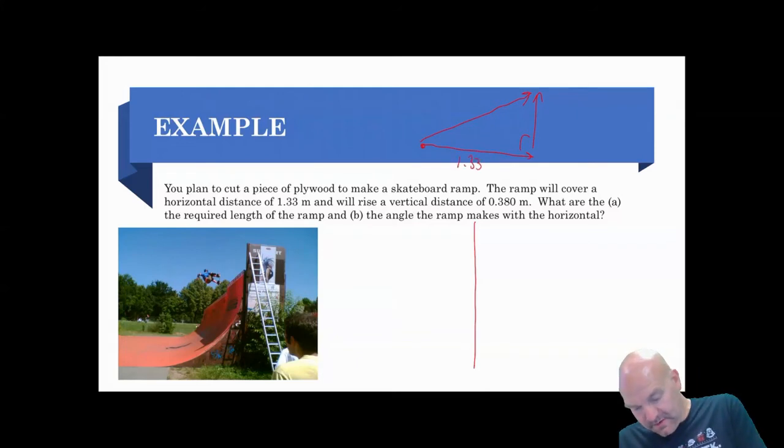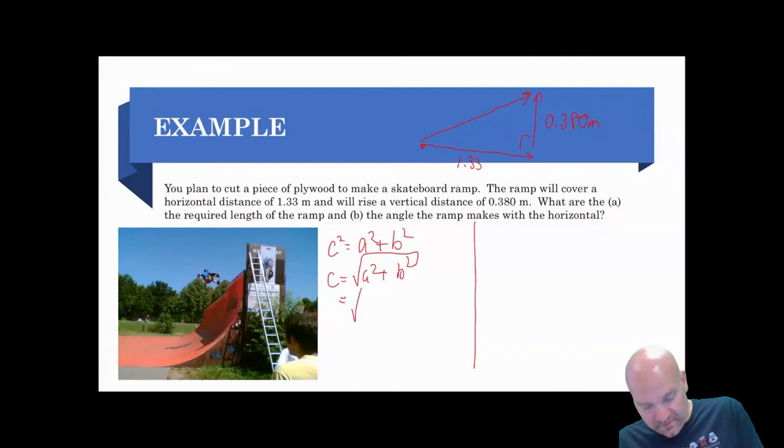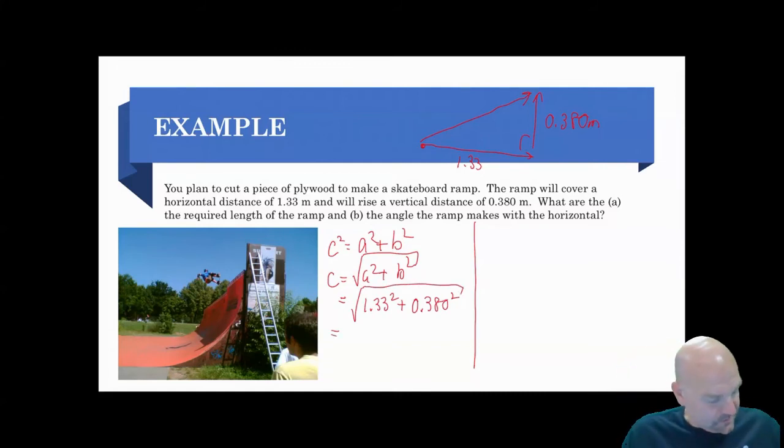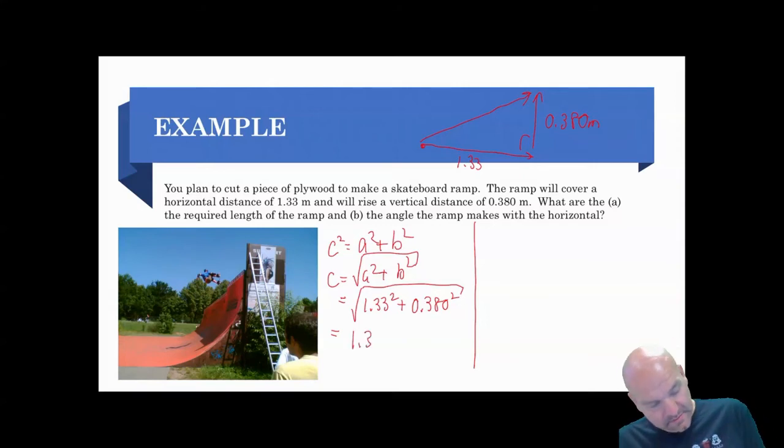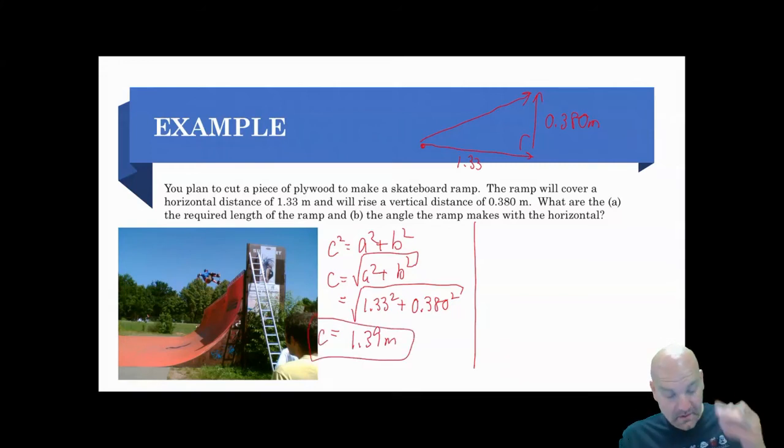How do you find the third side of a right triangle? Pythagorean theorem. So it's 1.33 meters, 0.380 meters, right? And so I'm going to do c squared equals a squared plus b squared, or c equals the square root of a squared plus b squared. It's going to be the square root of 1.33 squared plus 0.380 squared. And that's going to give me a length of 1.39 meters. So that's how much it's going to cover.